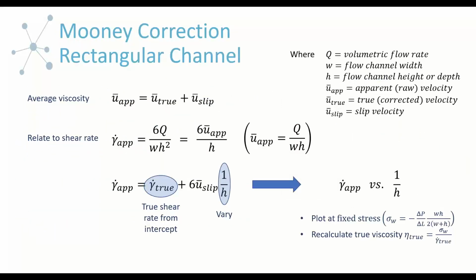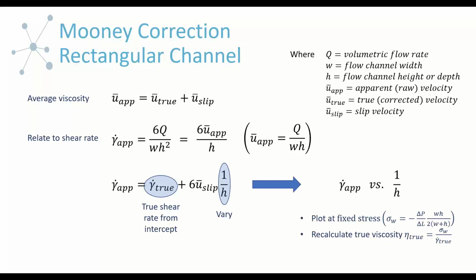Okay, so let's talk about the correction when we do have wall slip in the rectangular slit type of geometry. So we have some equations here, but I don't like to just give you the equation. I want to explain how it comes about.